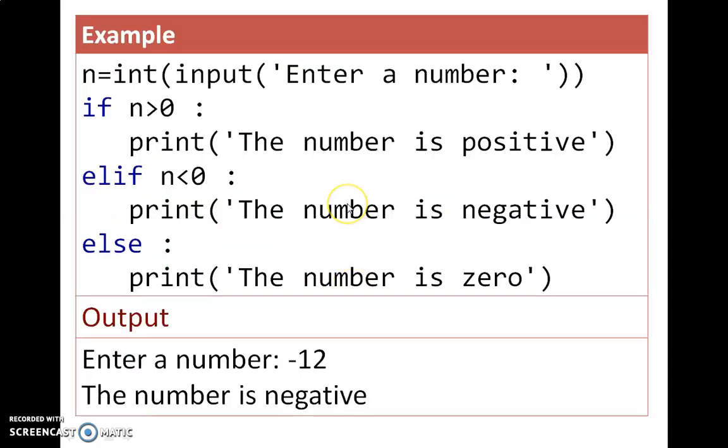In this example, we are going to find whether a number is positive, negative or 0. Here n greater than 0 is condition 1, n less than 0 is condition 2. When I give minus 12 as input, the first condition is tested: minus 12 greater than 0, which is false. So control passes to elif and checks the second condition, minus 12 less than 0, true. So the output is negative.